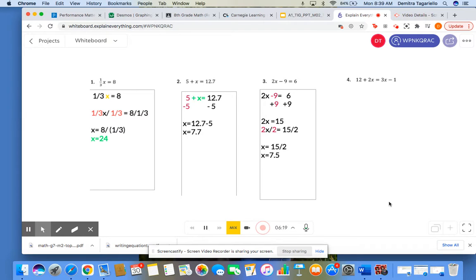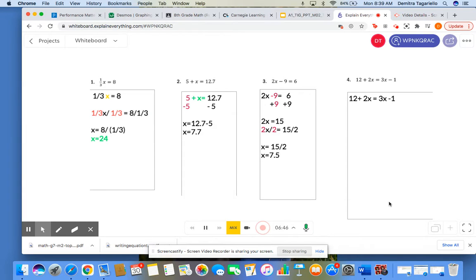Now, what we're going to do is the last one here, okay? So for the last one, you're going to notice there are 2 terms on both sides, which makes it very large. So we need to think about what steps we're taking and how to solve it in the most appropriate and efficient way. So I'm going to insert my text box here. Do 12 plus 2x equals 3x minus 1.